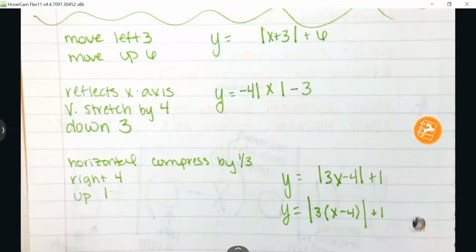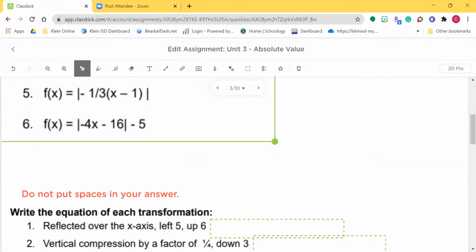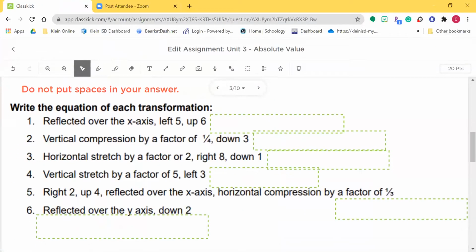Okay. So I'm going to put 6 more problems on the board. These are on Class Kick, but I don't want you to waste your time getting there because we don't have that much time. But it would be a good idea to get on there to practice typing this in, because you have to type it in on your test on Tuesday. So write your answers on your paper and then we will type them in later.